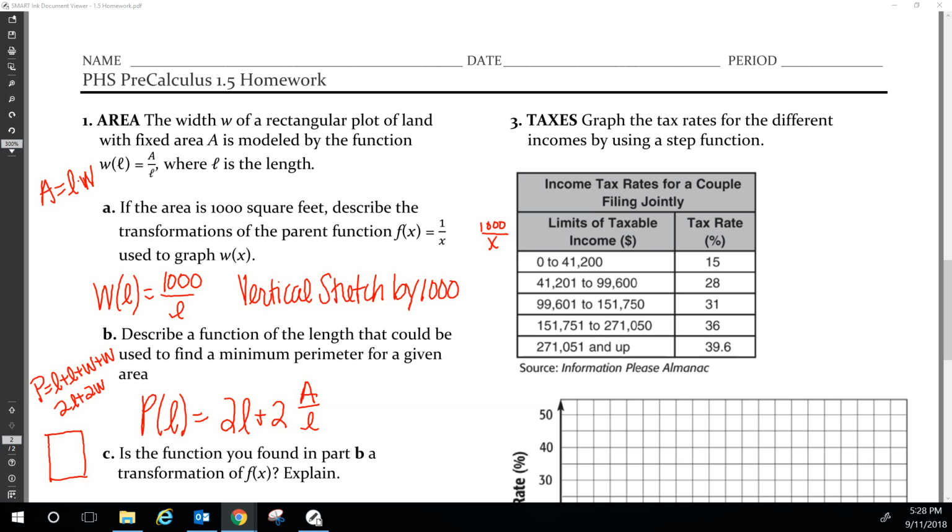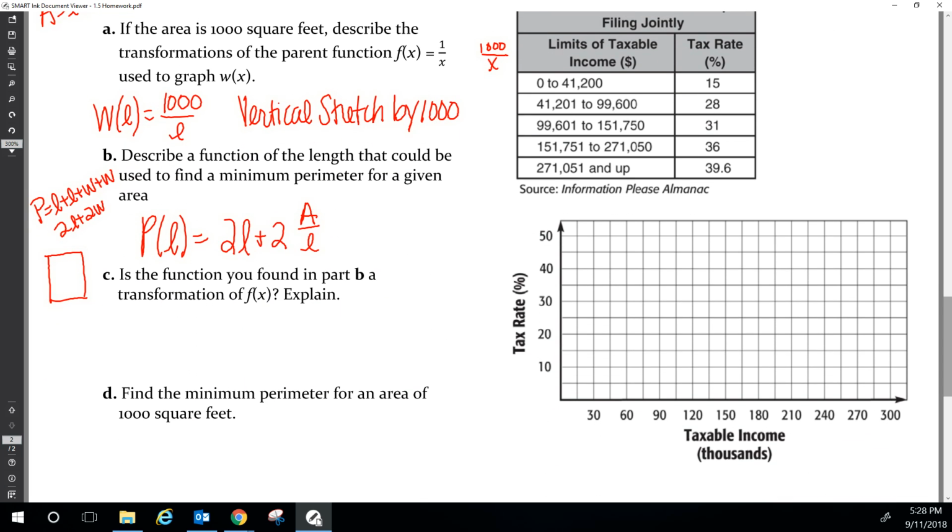All right, and then it says, is the function you found in part B a transformation of f of x? So in other words, let's turn this into x's, because I think we can see better in x's than we do in this notation. If the function was this guy, 2x plus 2a over x, would this be a transformation of the rational function? Hopefully you said no. Why not? Reason being because it has a linear and a rational function to it. So it's got two different functions going on, so it can't be the transformation of one or the other.